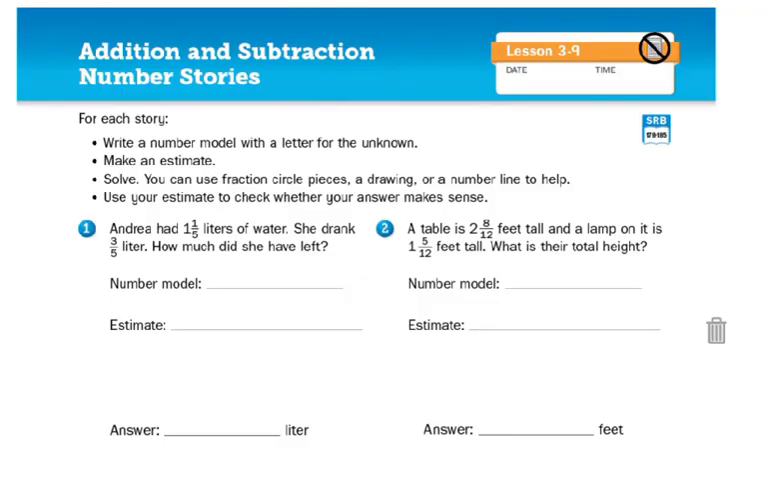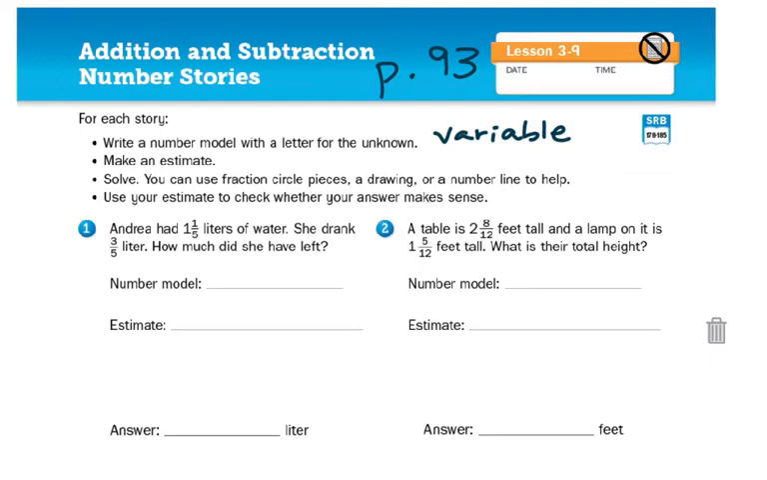Let's go ahead and move on to our journal page. And we're on page 93 for today. Addition and subtraction number stories. For each story, write a number model with a letter for the unknown, which is called a variable. Then you're to make an estimate, then solve. You can use fraction circle pieces, which you should have cut out in the back of your math journal, a drawing, or a number line to help. Use your estimate to check whether your answer makes sense.